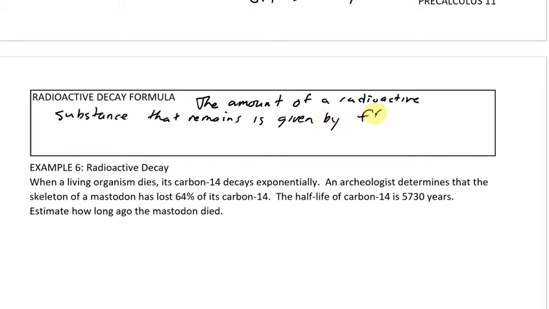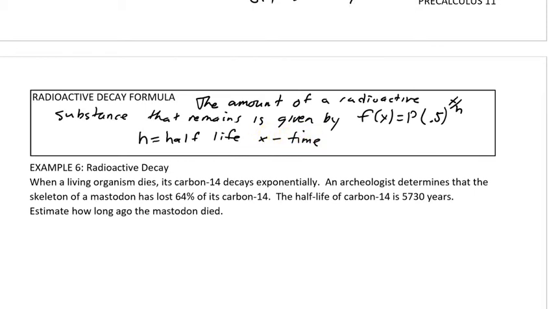Okay, it could be years, could be milliseconds. It all depends on the half-life. If the half-life is 2 milliseconds, then time has to be in milliseconds. If half-life's in years, then time has to be in years. So when a living organism dies, its carbon-14 decays exponentially. Every living thing has carbon. We're carbon-based beings, but we have carbon-14, which is radioactive, and it decays over time.